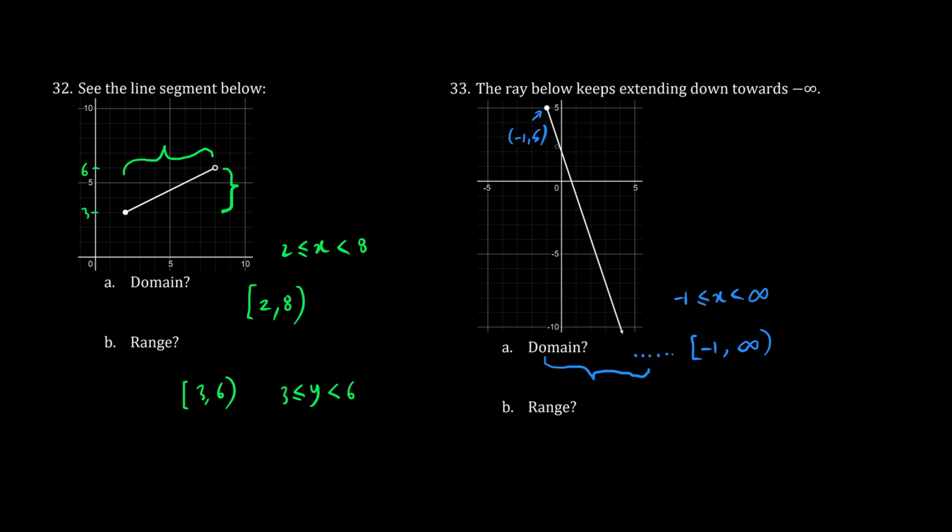What about the range? The highest value is 5, and the lowest value is negative infinity. We always start lowest to highest. We include the endpoint because it's a solid dot, so we use a square bracket, whereas for negative infinity, we put a soft bracket. So you could say negative infinity is less than y is less than or equal to 5. But I think most people would simply say y is less than or equal to 5. This part here is a bit extraneous and not necessary.